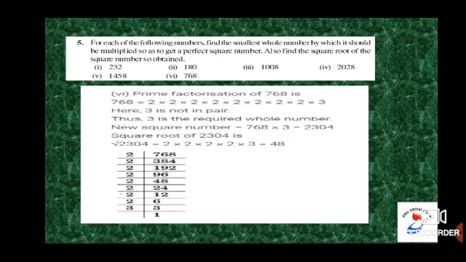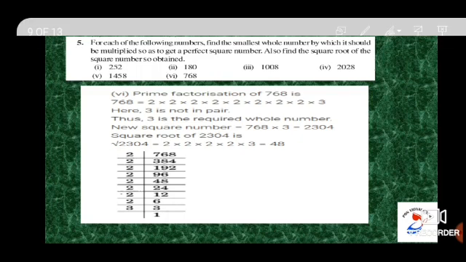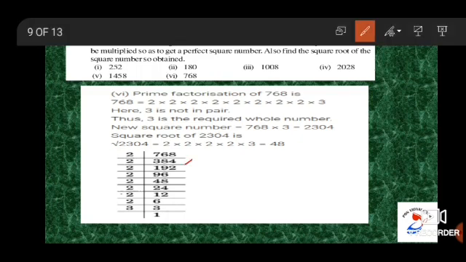So we'll move on to the last subdivision of the fifth problem. The question is 768. Let us find out the prime factors of 768. 768 divided by 2 is 384. 384 by 2 is 192. 192 by 2 is 96. 96 by 2 is 48. 48 by 2 is 24. 24 by 2 is 12. 12 by 2 is 6. 6 by 2 is 3. And 3 by 3 is 1.